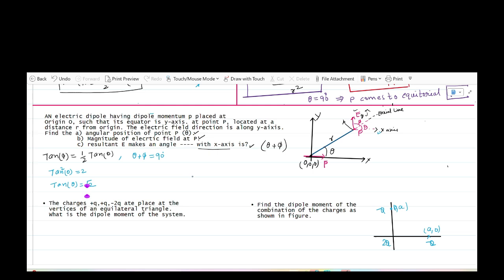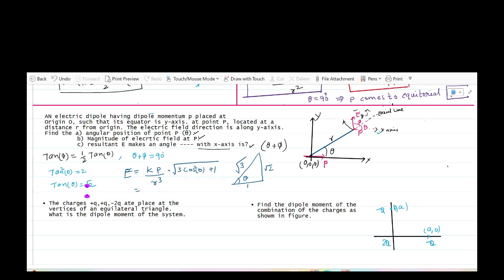To find the magnitude of electric field at any point due to the dipole, I know E is equal to Kp by R cube into root over 3 cos square theta plus 1. So to find out the cos square theta, I have one angle given: tan theta is equal to root 2, that is root 2 by 1. So now here it is root 3.